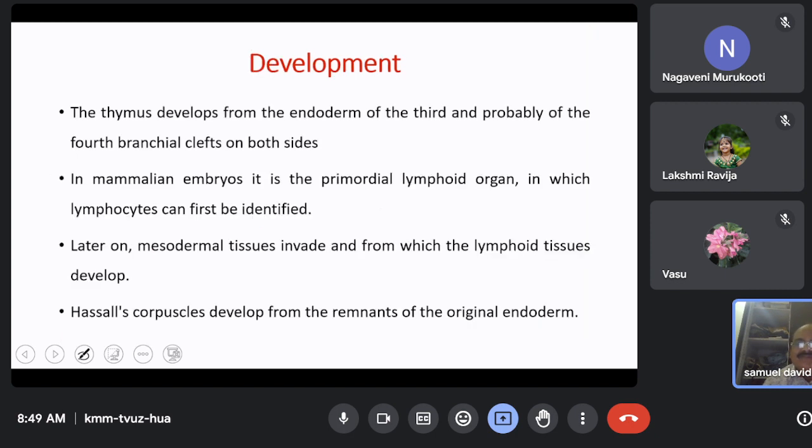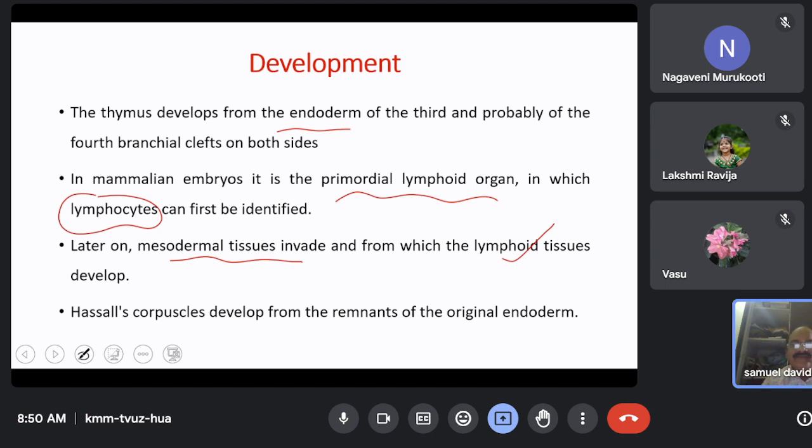And coming to the development of the thymus gland. Out of the three primary germinal layers, the thymus develops from the endoderm. In mammalian embryos, it is the primordial lymphoid organ in which lymphocytes can first be identified. So lymphocytes are first identified in the thymus gland only. And through this they are processed and become T lymphocytes. After that, mesodermal tissues invade, from which the lymphoid tissues ultimately develop.